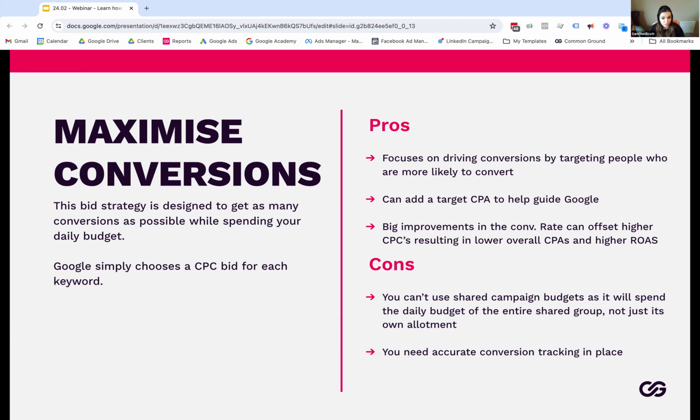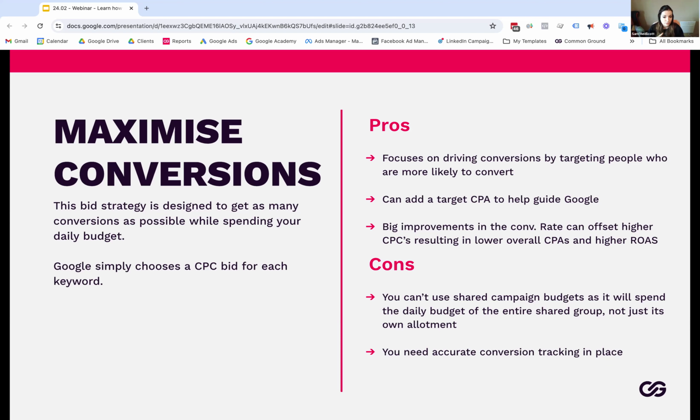Often I've found big improvements in the conversion rate can offset the higher cost per clicks, because again, we want to be driving quality traffic rather than quantity, and more people that are more likely to convert. So sometimes this does come with a higher cost per click. But there are a few cons with it. You can't use shared campaign budgets like you may be able to with some of the other bidding strategies, because it generally wants to spend all of the daily budget for the shared group rather than what it's allocated.